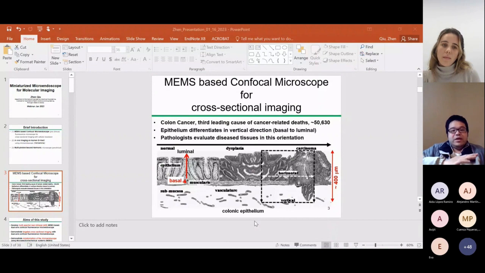But you can lower the scanning speed, say pixel by pixel, and integration time longer. So you potentially can increase the signal to noise ratio. Makes sense. Thank you very much. Yeah. Thank you very much, Zhen.